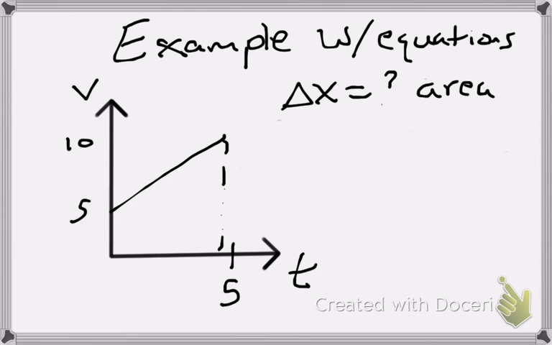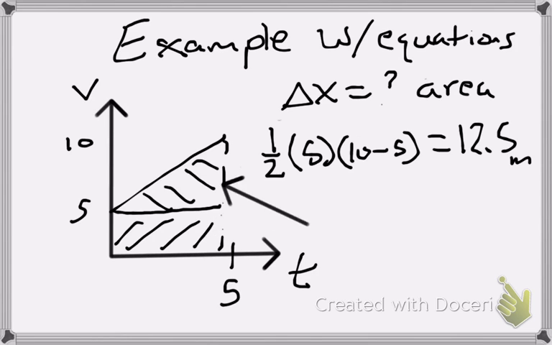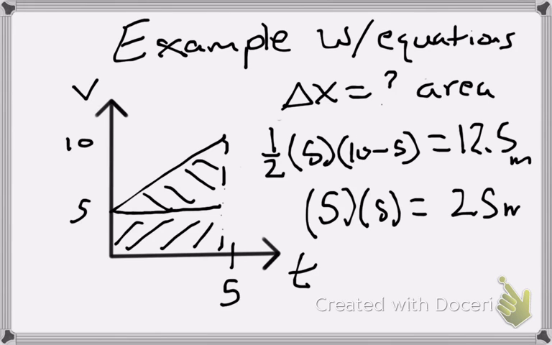Okay, now we're going to find displacement 3 different ways. First way is we're just going to find the area. So we can break this up in a couple ways. The way I'm going to do it is find the area of this rectangle, and then I'm going to find the area of this triangle and add them together. So the first one right here, where I got 12.5 meters, that's the area of the triangle. The next one is the area of the rectangle. So if I add them together, then my displacement is this, 37.5.